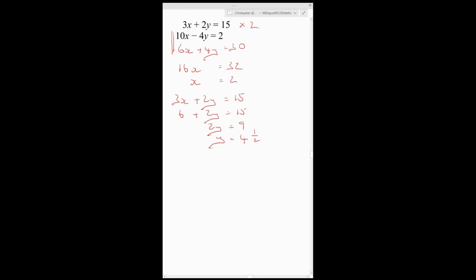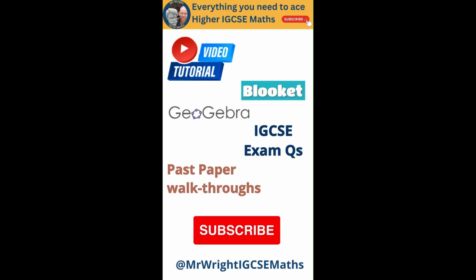4.5. Right, I'm going to check my answers in the second equation. 10x minus 4y is supposed to equal 2. 10x is 20 minus 4 times 4.5, which is 18. So 20 minus 18 does equal 2. Write down my answer at the end of my solution.